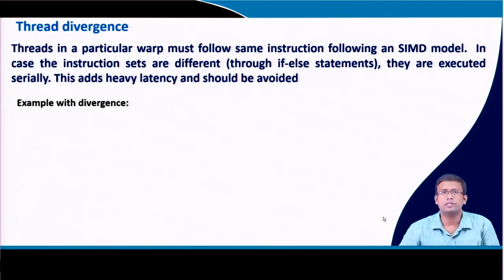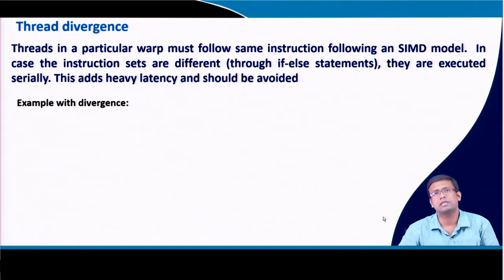So, let us see what thread divergence is. It is recommended that threads in a particular warp follow the same instruction, following an SIMD model. SIMD is the single instruction multiple data model. That means they must have the same instruction, and different threads will operate on different data elements, preferably from a contiguous data set. So the instruction must be the same for all the threads in the warp, and this instruction will be executed in parallel in all of the threads.